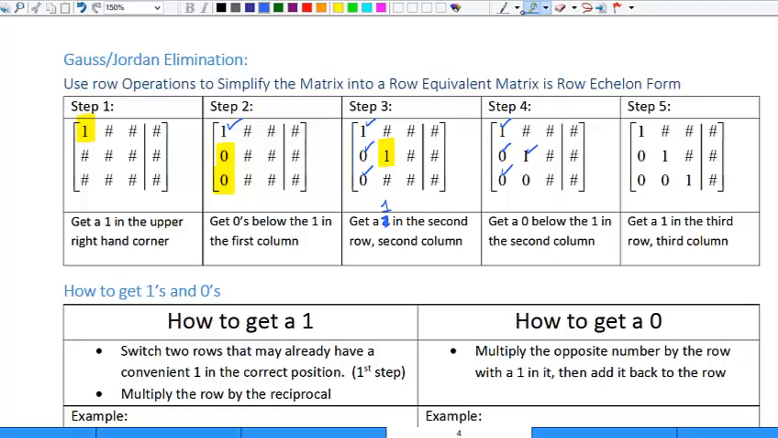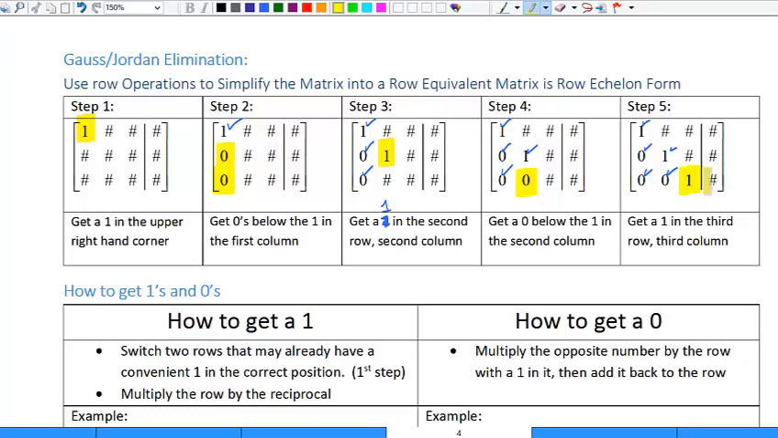The next step is to get a 0 below it. On the last step, you're going to have the 1, the 0, 0, the 1, and the 0 from the previous steps. The last step here would be get a 1 in the third column in the third row. So this is the 5 steps to get a matrix into row echelon form.